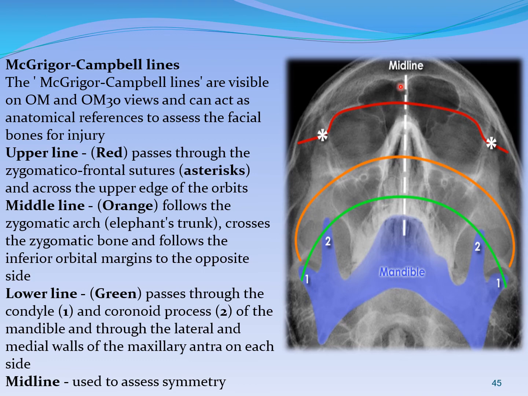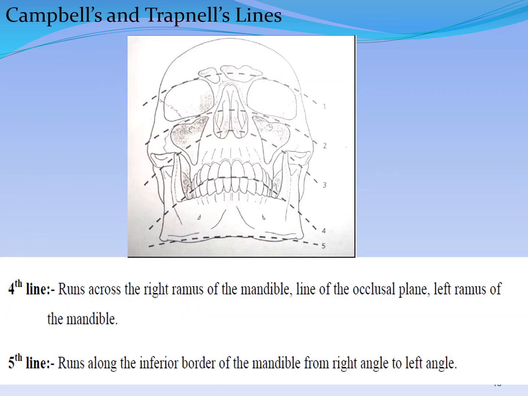The midline is to assess any asymmetry. Now, these McGregor-Campbell lines are very important to evaluate facial trauma. Once you obtain this radiograph, you have to draw these lines. When you're drawing, if there is any discontinuity, that means that area has a fracture. Apart from McGregor-Campbell's lines, there were two more lines introduced, which are termed Campbell and Trampnell's lines, that is the fourth and the fifth line. The fourth line runs across the right ramus of the mandible, along the occlusal plane, to the left ramus of the mandible. The fifth line runs along the inferior border of the mandible from right to left side.